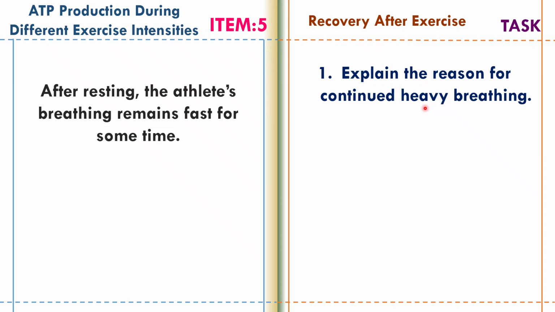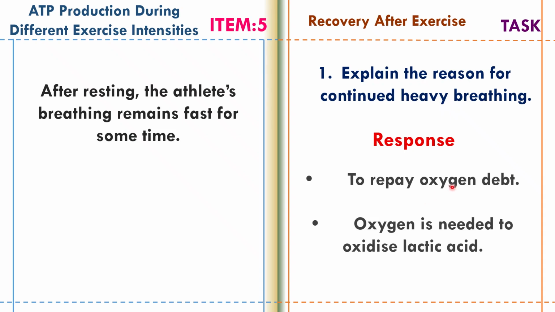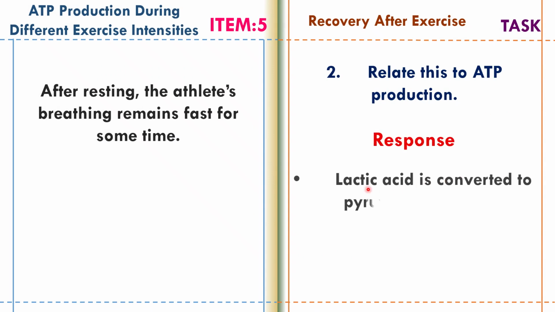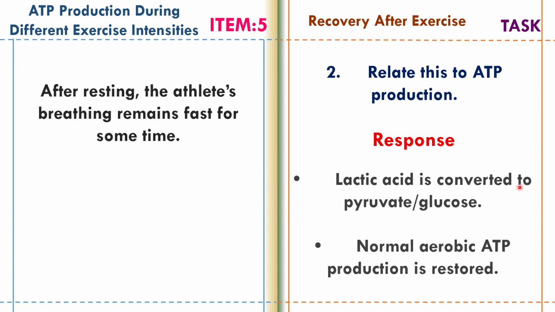Explain the reason for continued heavy breathing. To repair oxygen debt. Oxygen is needed to oxidize lactic acid. Relate this to ATP production. Lactic acid is converted to pyruvate or glucose. Normal aerobic ATP production is restored.